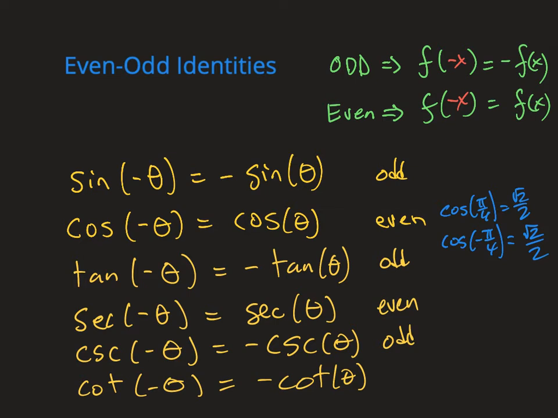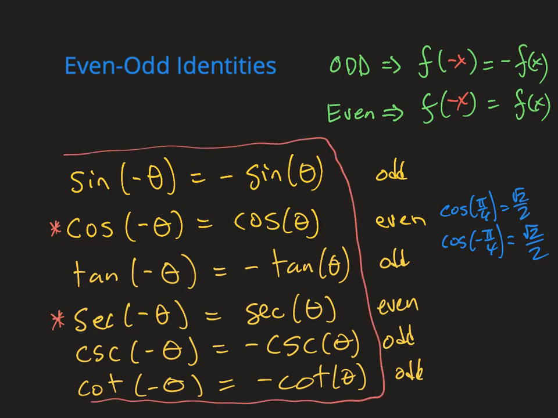Cotangent of negative theta turns out to also be an odd function. And so as I try to memorize the characteristics of these identities, I usually just remember that cosine and secant are even and everything else is odd. Cosine and secant are even and everything else is odd. But these are the even-odd identities that we'll use to simplify expressions.